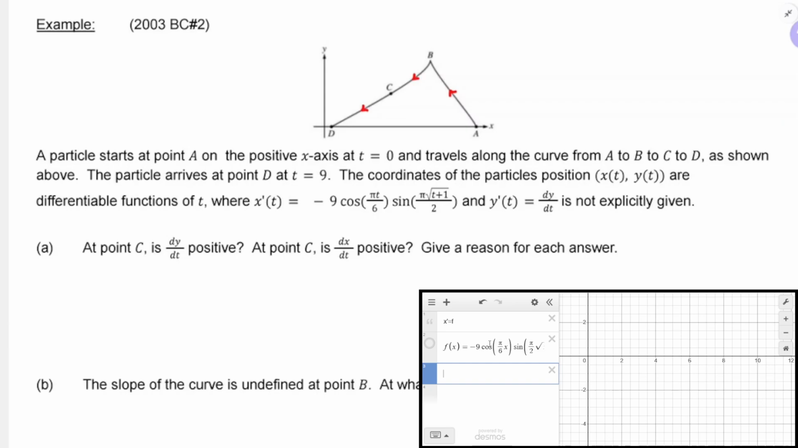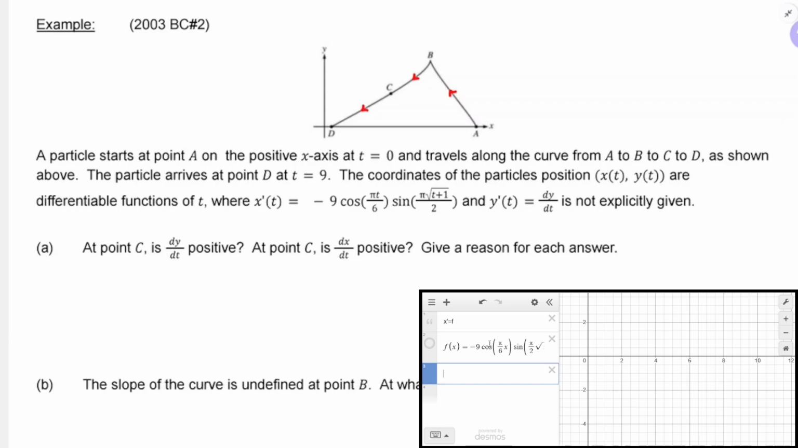So at point C, is dy dt positive? At point C, is dx dt positive? Give a reason for each answer. Okay, well, that's going to be tough for me because my reason is almost always the sign of a derivative, but that's what they're asking me here. So I feel like I have the tables turned on me.